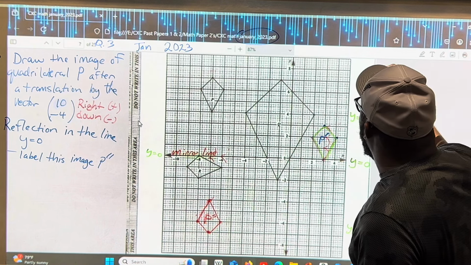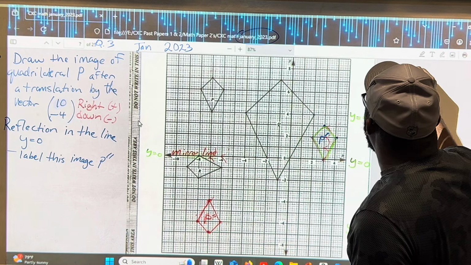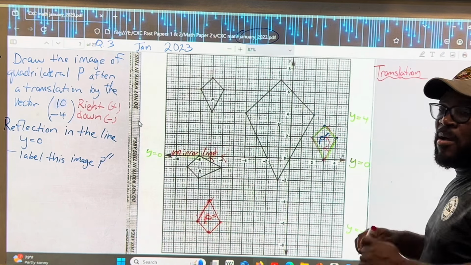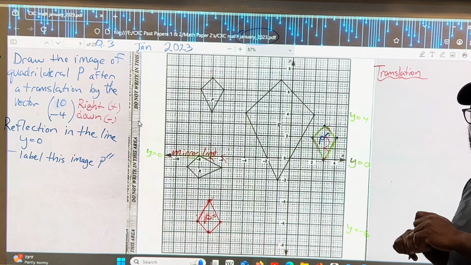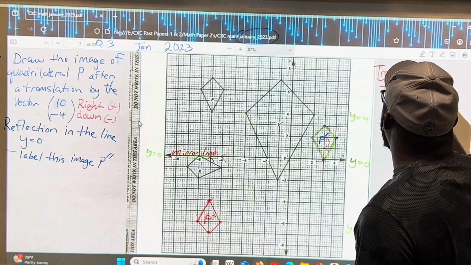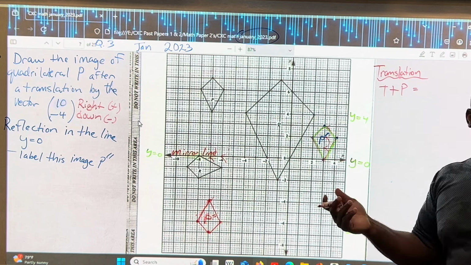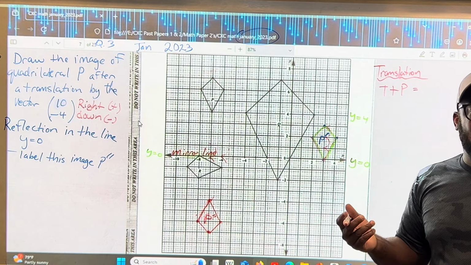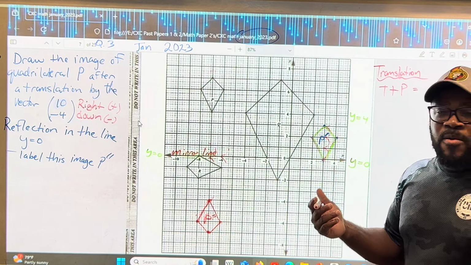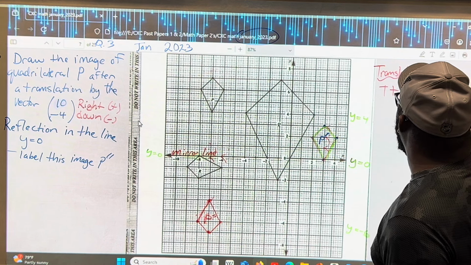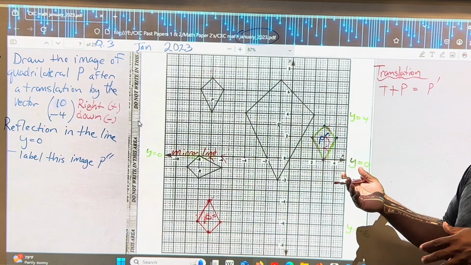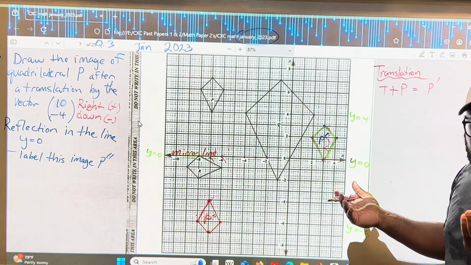What is the formula for translation? What's the formula for translation? Let's go. What's the formula? I gave you the formula. T plus P. P prime. Can it be P plus T? Yes, because it's commutative. So sometimes somebody might get the P for the T, the T for the P, don't let that throw you off. The T stands for what? Translation. Or it could be transformation too, but which transformation are we dealing with? Translation. Everybody understand? Good.